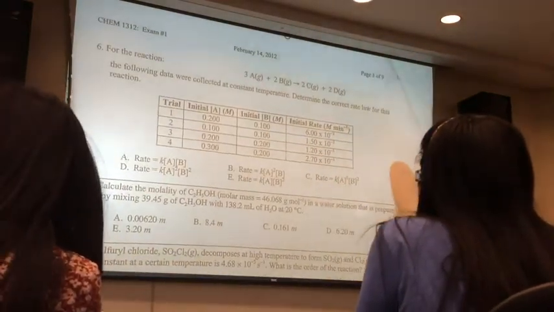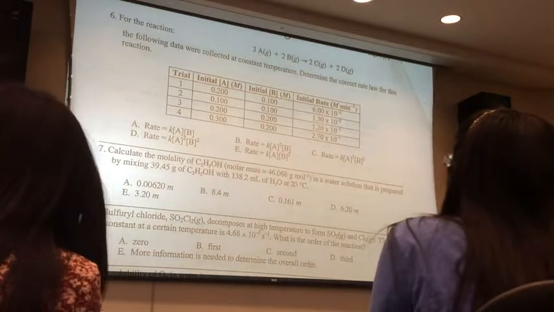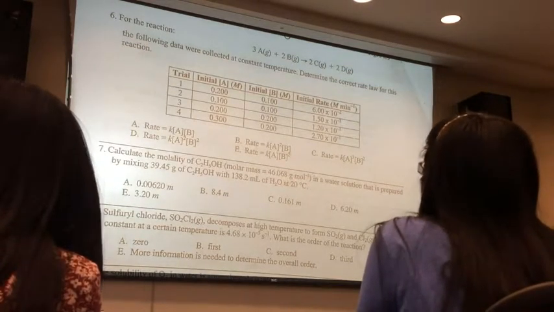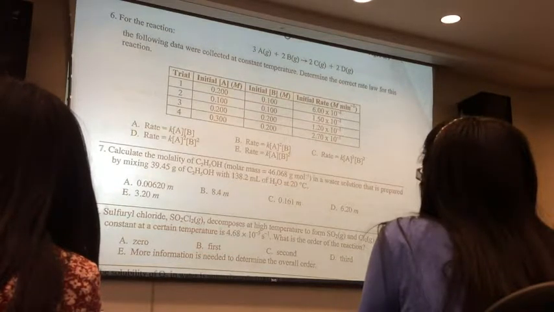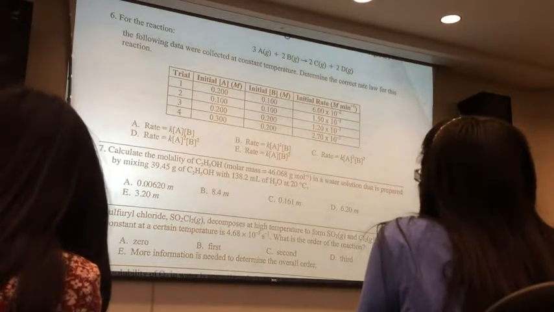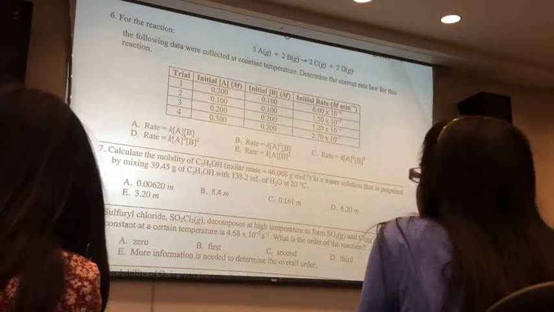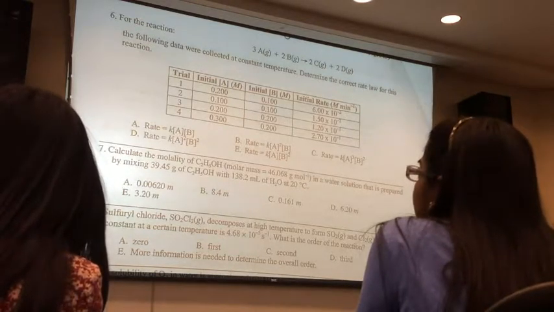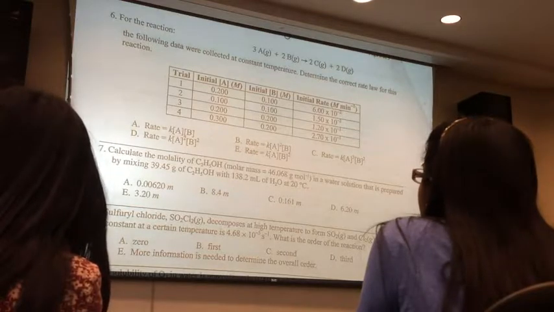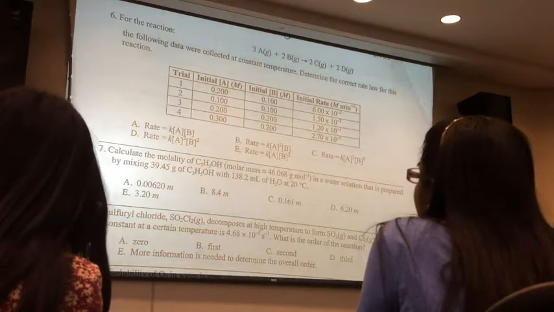All right. So we have a reaction, some random reaction up here. The following data collected at constant temperature. Okay, remember that's important because temperature affects rate. How does temperature affect the rate of a reaction? It increases. Where does it impact it in a rate law? K. K is temperature dependent.